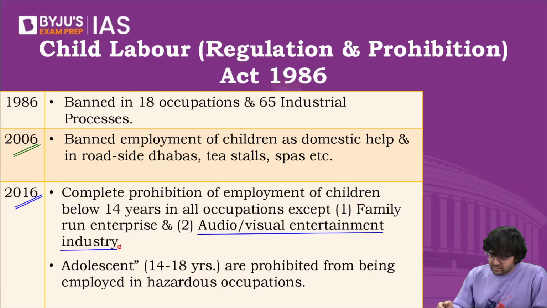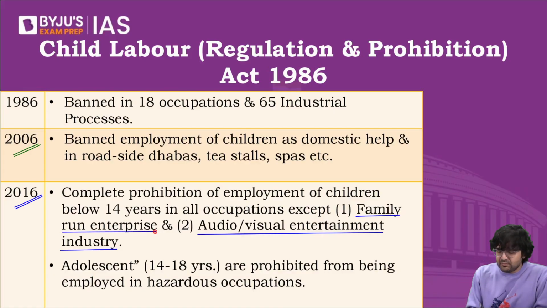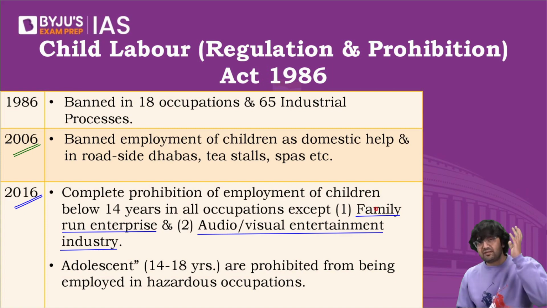And second, family run enterprises. So if your family, let's say, runs some vegetable shop, after school hours, you are allowed to help your parents. And here also, family does not mean your uncle's 10th cousins, 14 son-in-laws, 15 daughter-in-law. No, no, no. Family is defined as your father, mother, unmarried brother, sister, etc. Clear? Very close-knit group. Those are the only two exceptions.